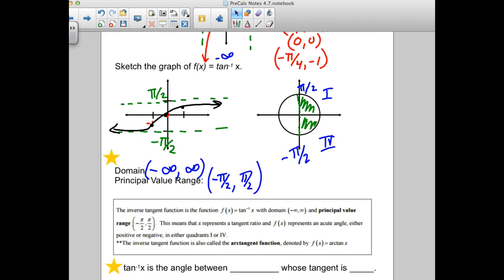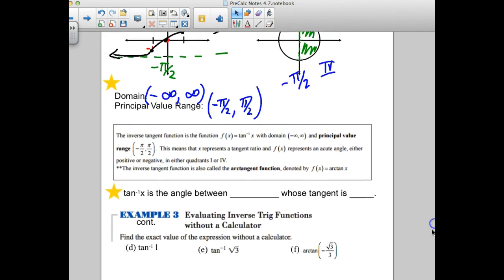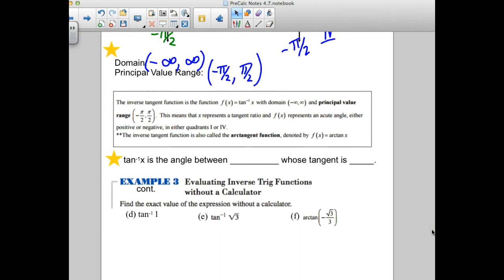All right, so in the box here, it's the same thing that we've been reading about sines and cosines, inverse sines and inverse cosines, only relating to tangent. So the question you're going to ask yourself is, when I'm looking for the inverse tangent of x, I'm looking for an angle between negative pi over 2 and pi over 2, whose tangent is x. All right.